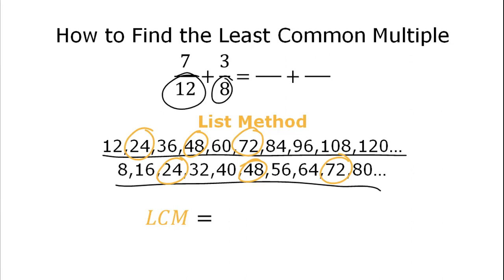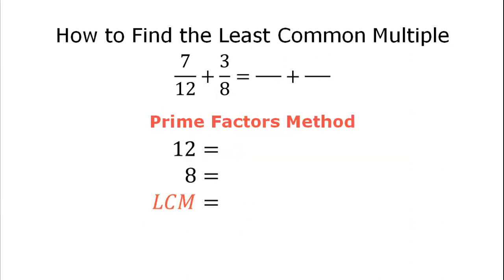So in this problem, the least common multiple would be 24, which means that you would find equivalent fractions with denominators of 24 to add these two fractions together. The other method that you can use to find the least common multiple is to find the prime factorization of both denominators. So if you haven't learned how to do prime factorization, you can watch my video about how to do that.